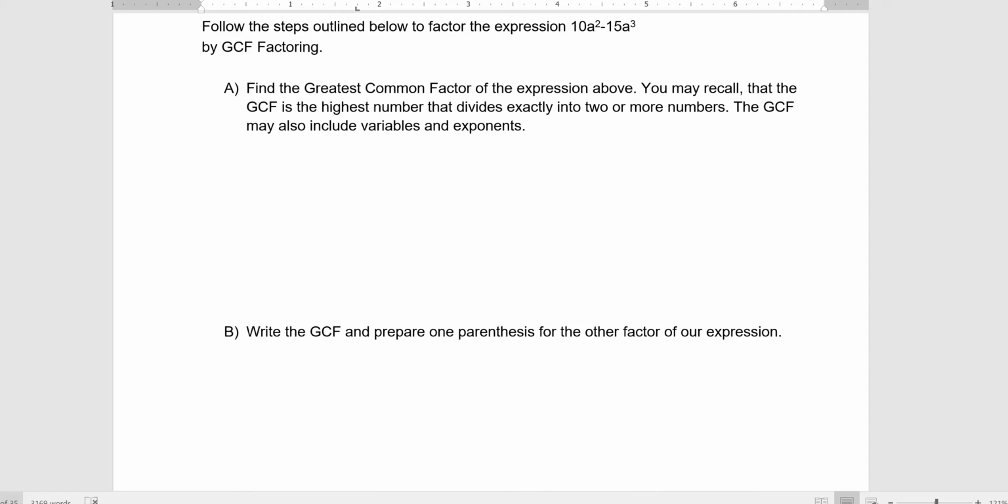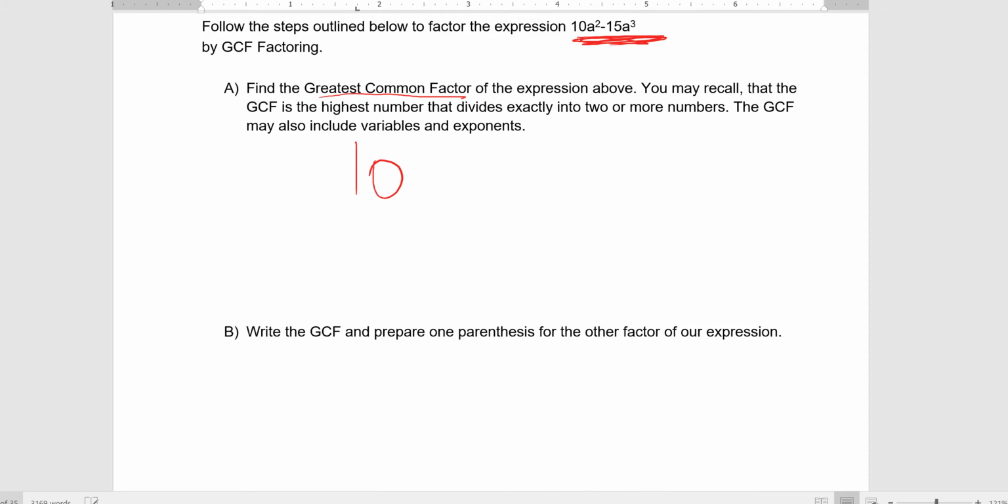Follow the steps outlined below to factor this expression by GCF factoring. Let's see what that means. First step, find the greatest common factor of the expression above. You may recall that the GCF is the highest number that divides exactly into two or more numbers. The GCF may also include variables and exponents.